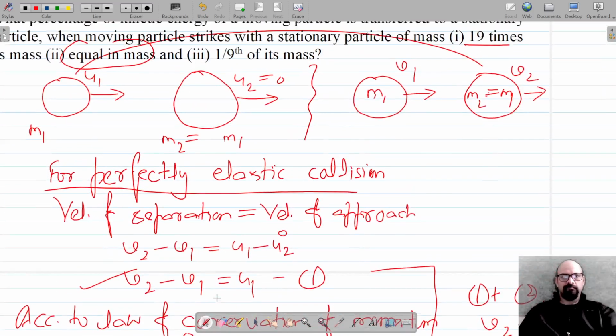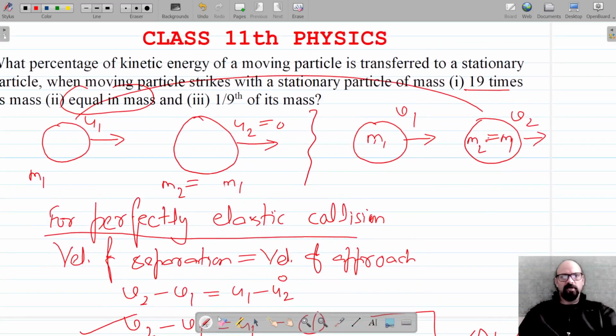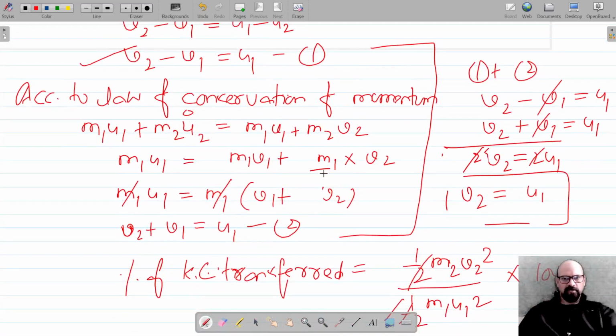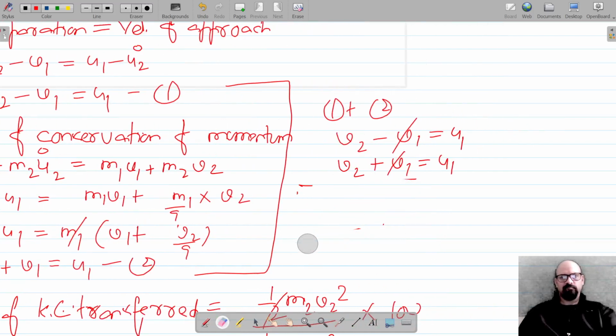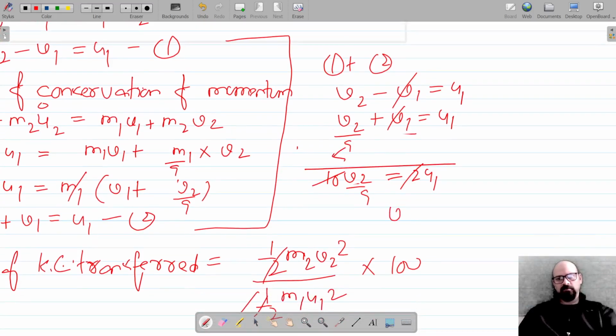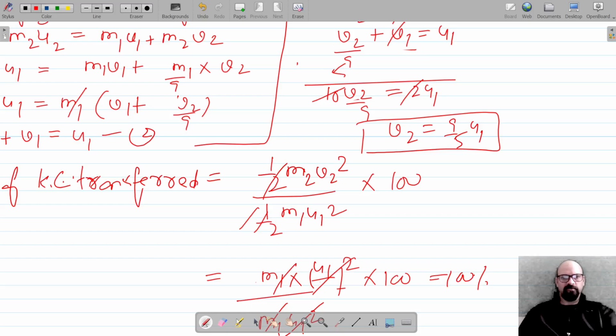Okay, for the third one, now the mass m2 is 1 by 9 of m1. So the mass is m1 by 9, and here the equations have v2 by 9 terms. Adding these equations gives us 10 v2 by 9 is equal to 2 times u1. So v2 is equal to 9 by 5 times the initial velocity of the first body.